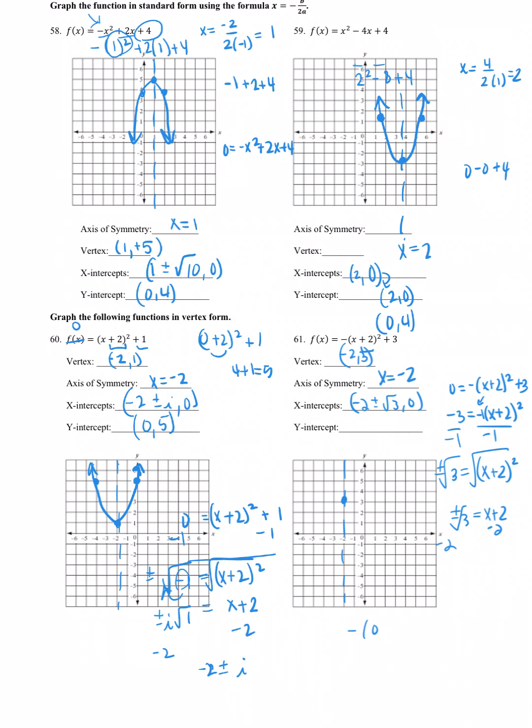Y-intercept, let all the x's equal 0. And this here is 2. When I square 2, I get 4. The negative comes afterwards. When I add that, I get negative 1. So I have 0, negative 1. Reflecting it on the other side is right here. Those are the only points I can put on. And that is my graph.